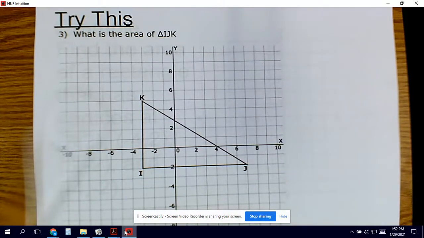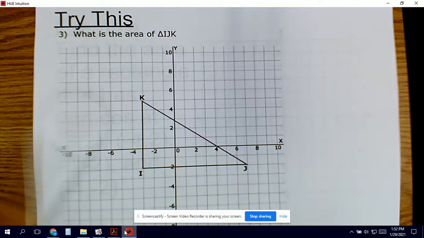All right, I'd like you to try this one on your own. We have triangle IJK. Find the appropriate formula for this polygon. Find the missing dimensions. Substitute those dimensions in to calculate area. When you're done calculating your own area, begin playing this video again to check your work.